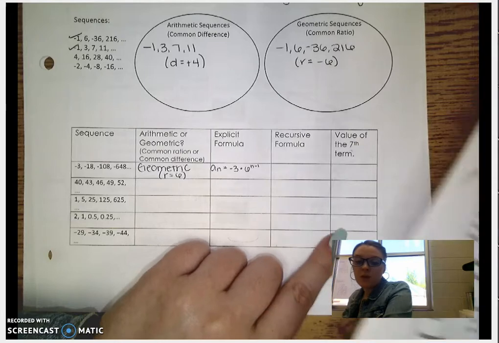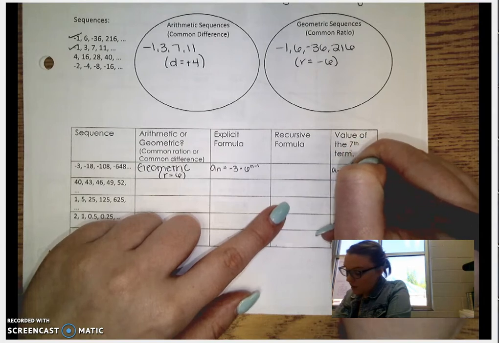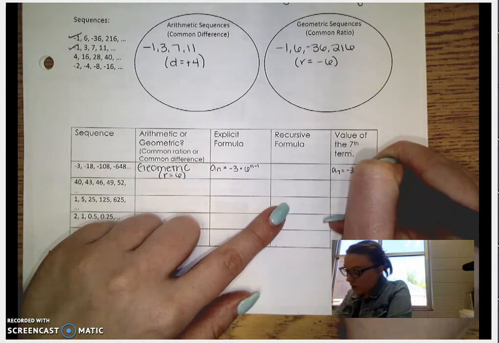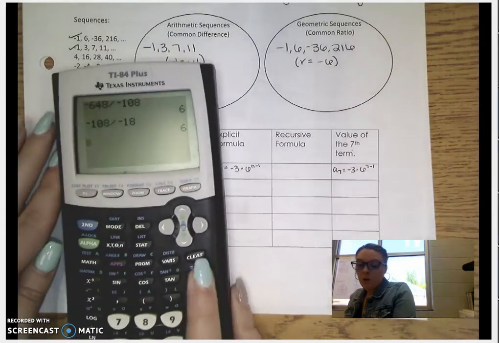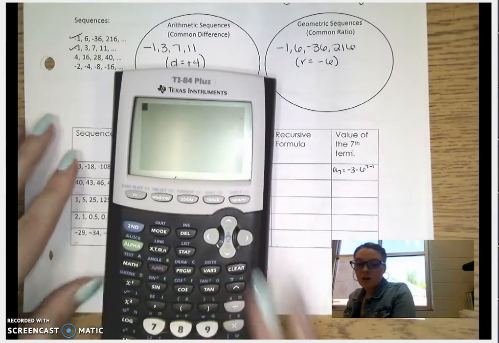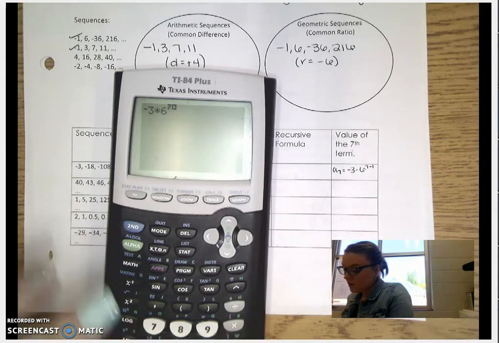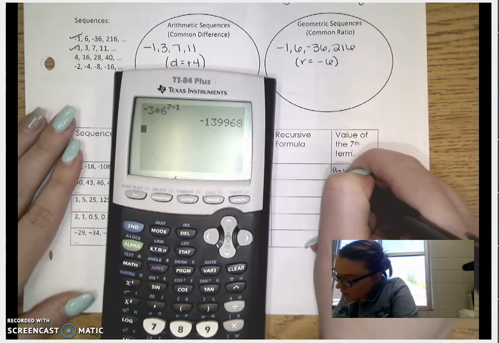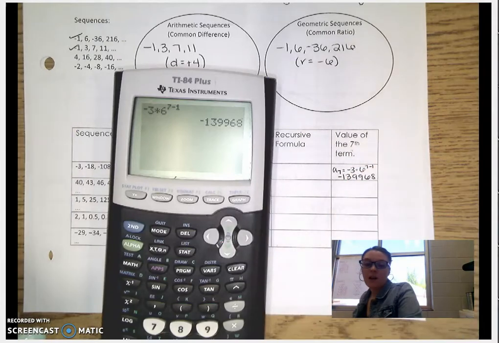For example, they want me to calculate my 7th term. So my 7th term would be a sub 7 equals negative 3 times 6 raised to the 7 minus 1 power. And you can type that straight into your calculator. Negative 3 times 6 raised to the 7 minus 1 power is negative 139,968.